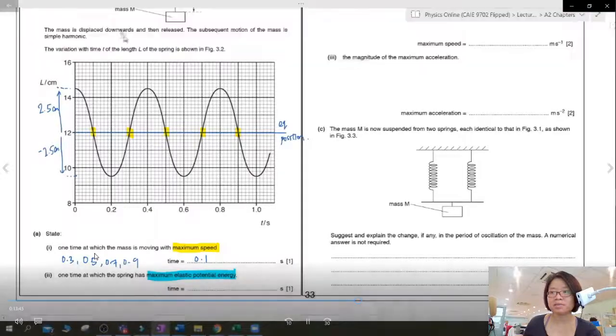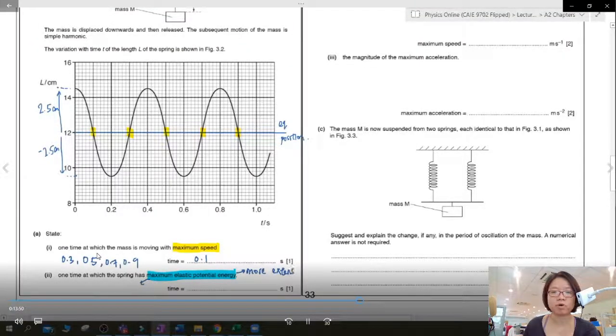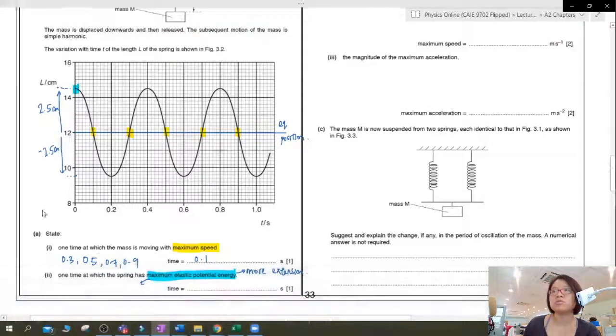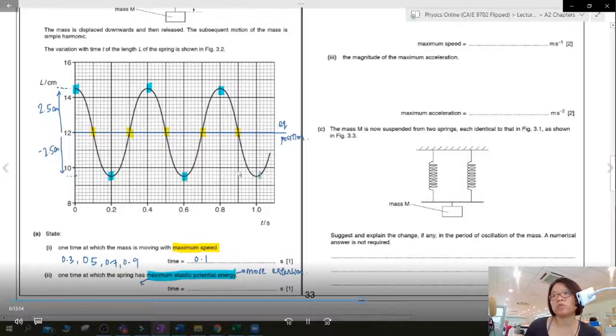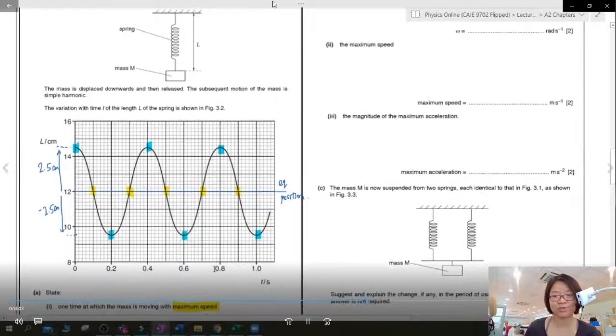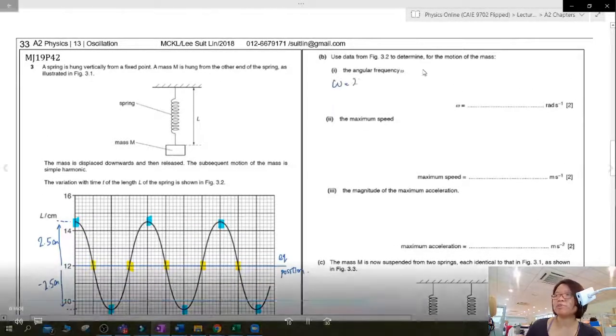Maximum elastic potential energy, which means the spring is either at maximum compression or maximum extension. So you could take all the points on top, you could take all the points below. Just write your favorite number. Let's say I take 0.2. You can put all of these as well. These are all options. All right, very easy. Moving on.